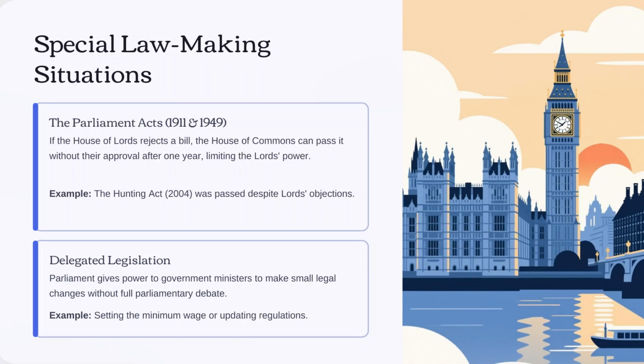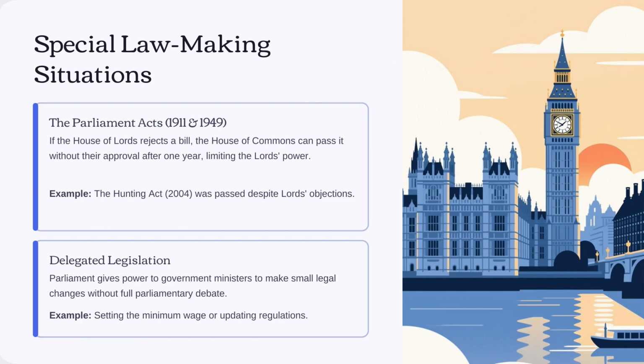Special lawmaking situations. The Parliament Acts 1911 and 1949. If the House of Lords rejects a bill, the House of Commons can pass it without their approval after 1 year, limiting the Lords' power. Example, the Hunting Act 2004 was passed despite Lords' objections.